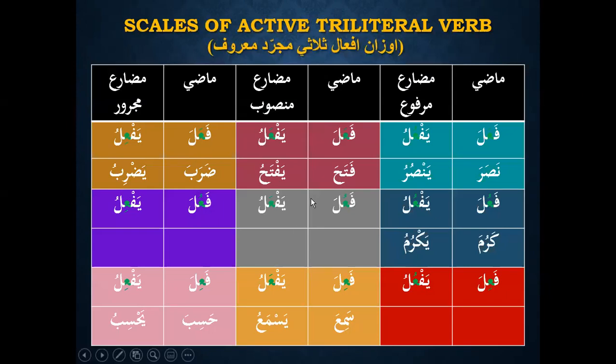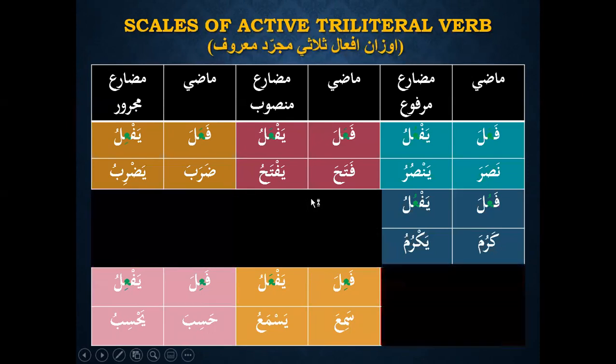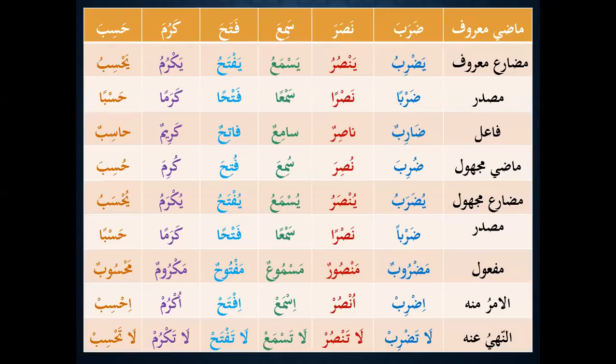Same as here. This is just showing the same thing in a different way, just to make sure that you get this ingrained in your mind. Okay? And these six are then given a different title or name. So, Bab Daraba, Bab Nasara, Bab Sami'a, Bab Fataha, Karuma, Hasiba.